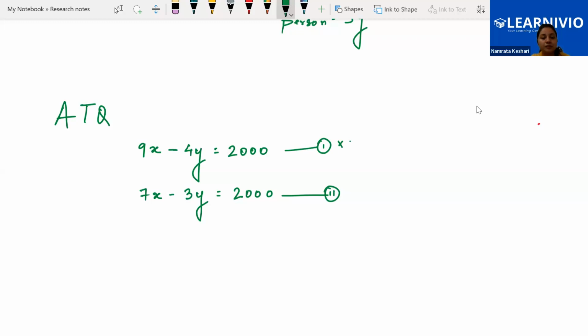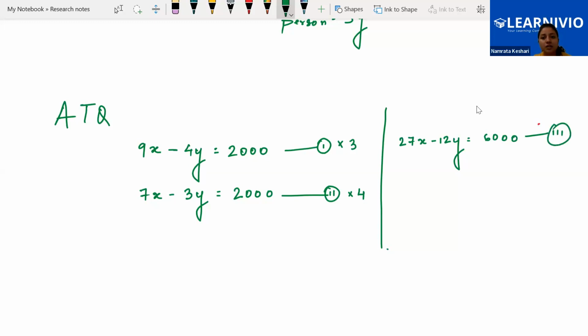With 3. Exactly. And in equation number 2, what can be multiplied? 4. Exactly. Let's do the multiplication. So equation number 1 will become, yes, Harshit, 27x minus 12y is equal to 6000, right? Perfect. Let's say this is equation number 3.